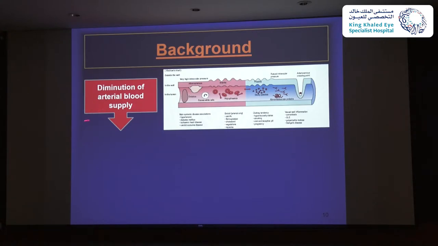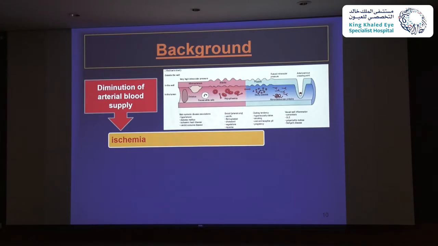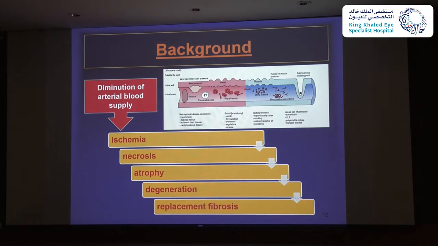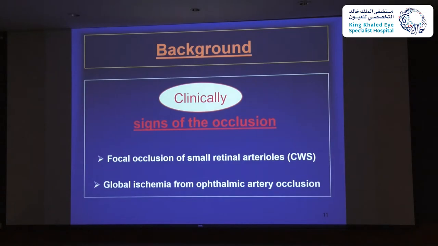Usually there is a diminution of arterial blood supply. This is followed by ischemia, and this is normal, as we have in diabetic patients. They start to have micro ischemia at the level of the capillaries, and then we see the sequence. Then we have necrosis, followed by atrophy, degeneration, and then replacement by fibrosis. So this is the sequence of any arterial occlusion.